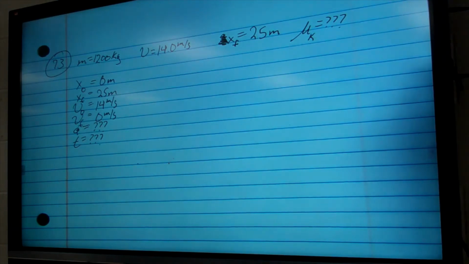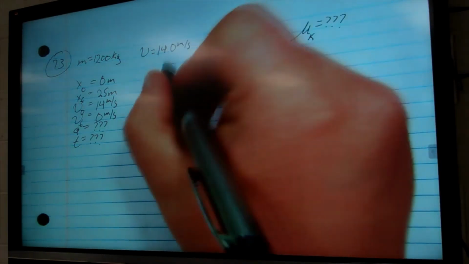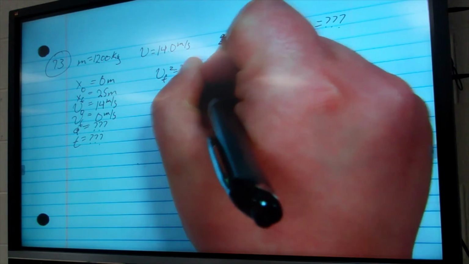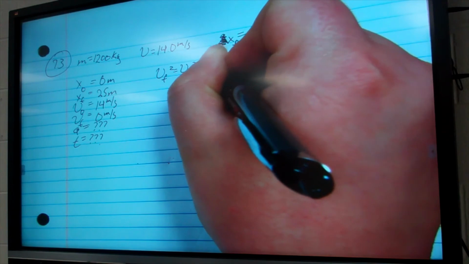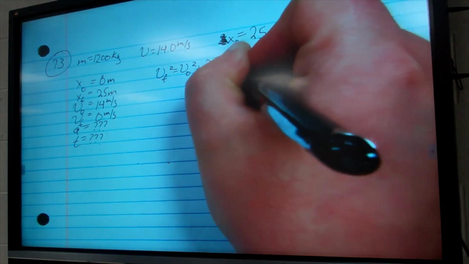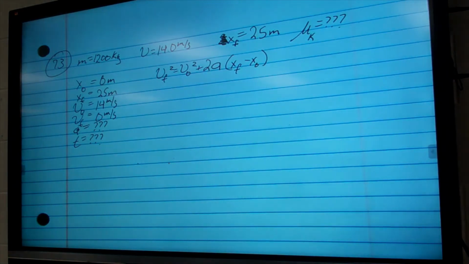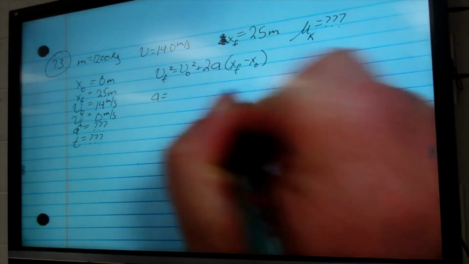Velocity final squared equals velocity initial squared plus 2 times acceleration times the quantity of x final minus x initial, or change in position, delta x. Alright, so we've got to get acceleration by itself.